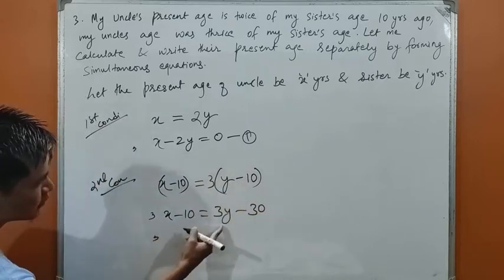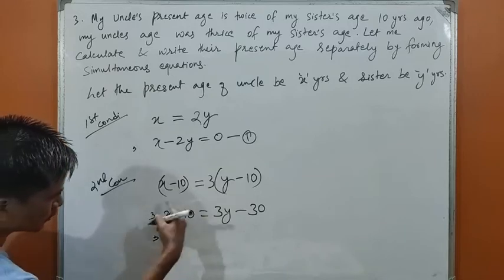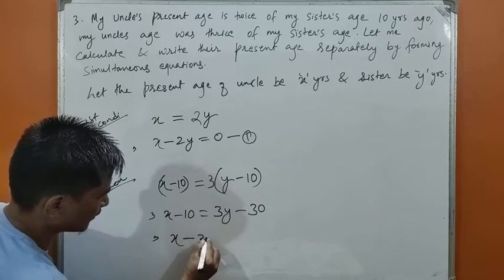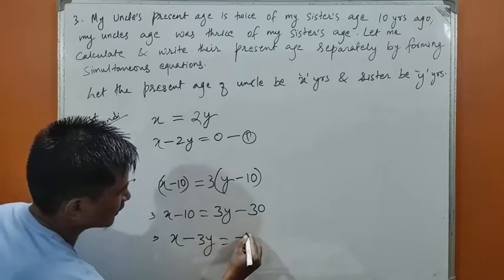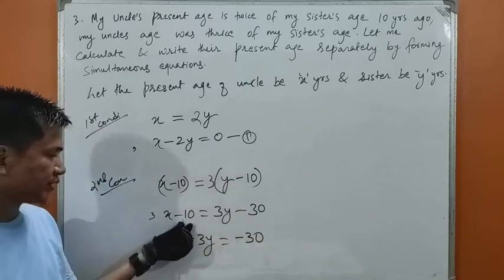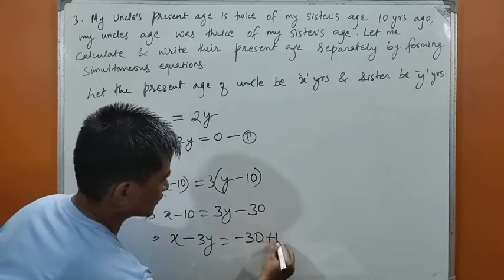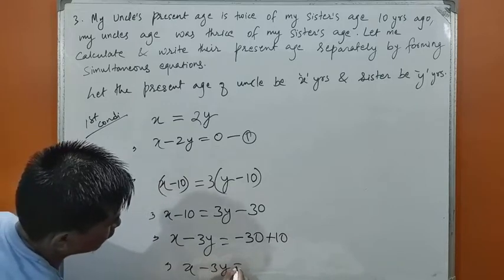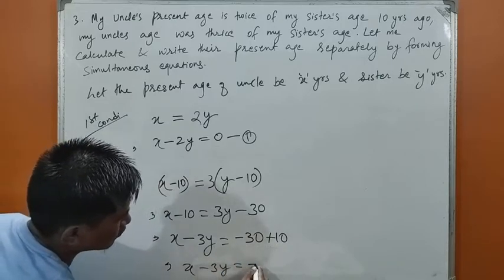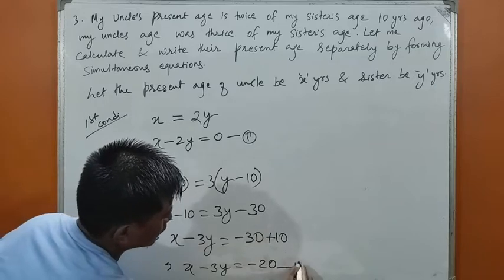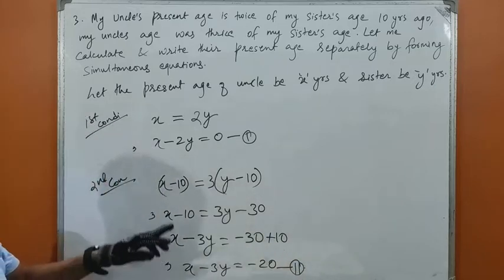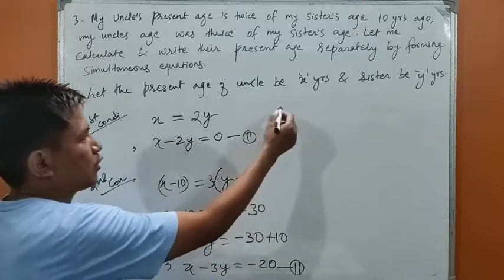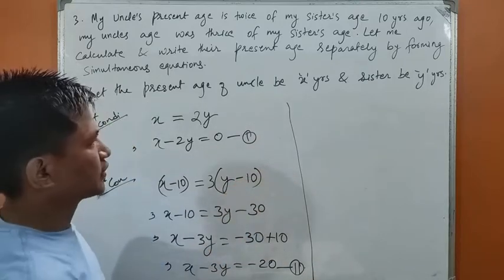Okay, so let us bring this plus 3y to the left hand side. x minus 3y equals, we have minus 30 on the right hand side. So let us take minus 10, it becomes plus 10, isn't it? So x minus 3y equals minus 30 plus 10, so minus 20. This is equation 2. So equation 1 is x minus 2y equals 0, and equation 2 is x minus 3y equals minus 20. Now we can solve to find the values of x and y, isn't it?